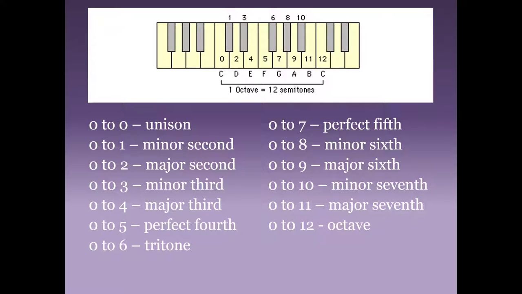On a keyboard, on a piano, each octave is divided into 12 semitones. There are different values of interval, and I described each of them there. It's just a certain amount of space between two notes and how their frequencies are related to one another.